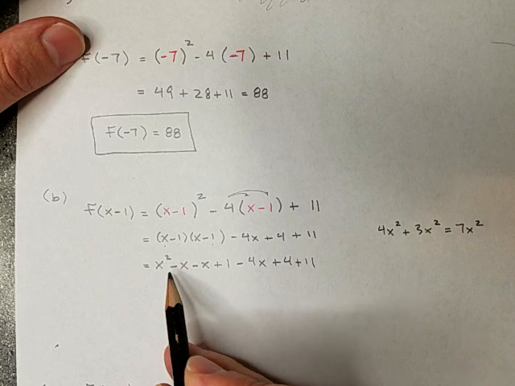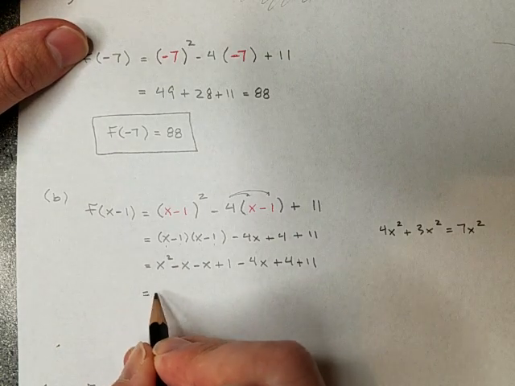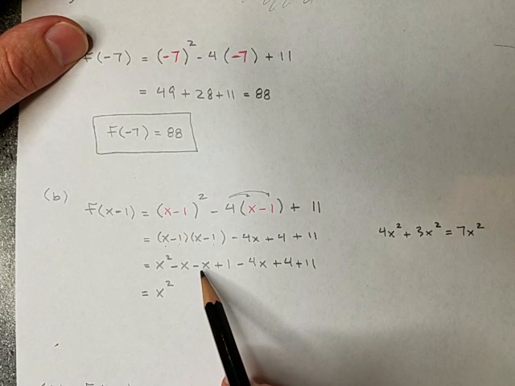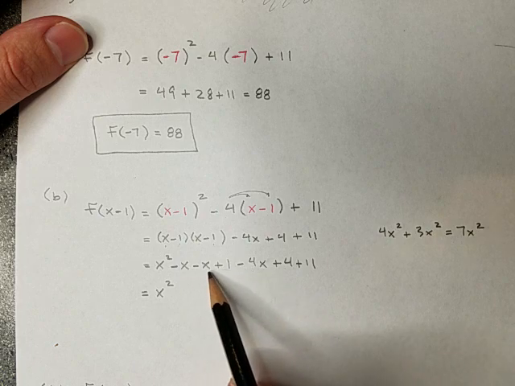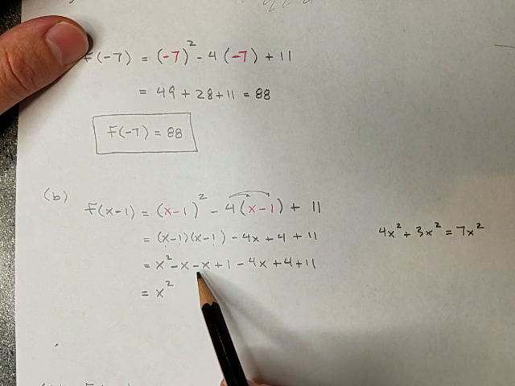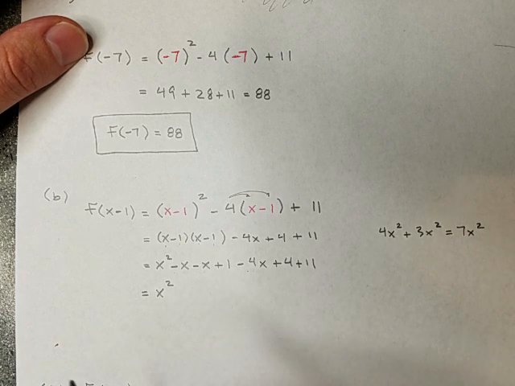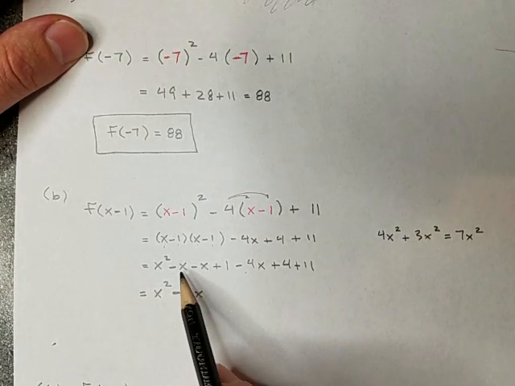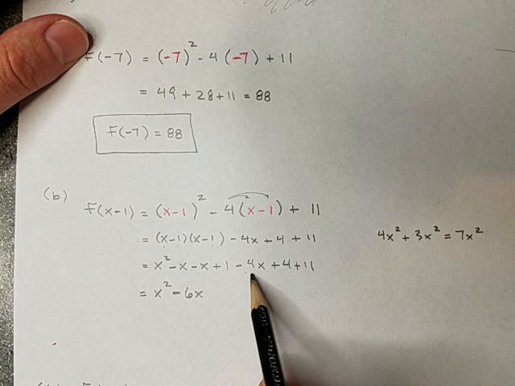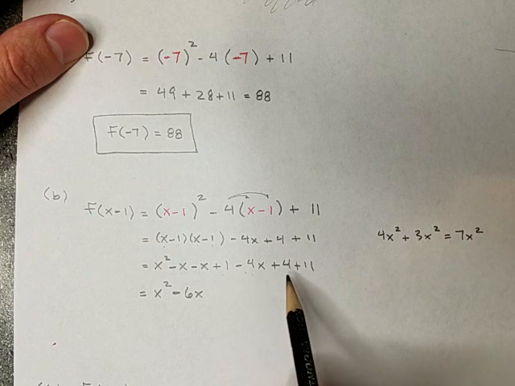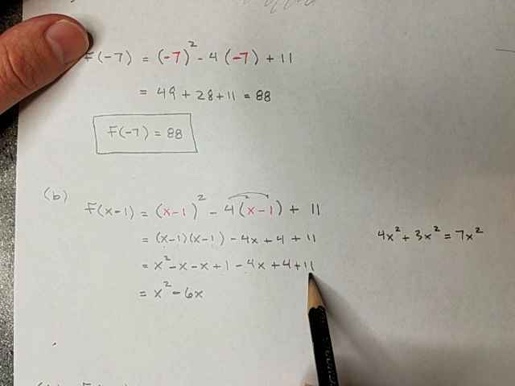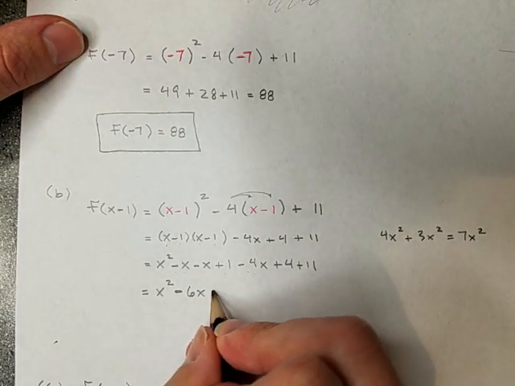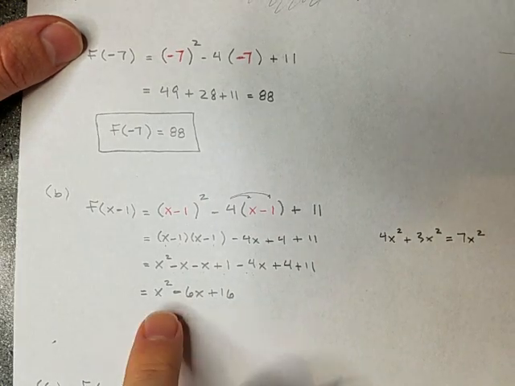There's nothing like this one. There's no other x squared term. So that will just carry on into my answer. What about the x's? I got negative x and negative x and negative 4x. Those are like terms. Negative 1 and negative 1 and negative 4. That will be negative 6x. Okay, and then I've got 1 and 4 and 11, and those are like terms, they're just numbers. You can add those together. So if I get 5 and 11, that's 16. Okay, so that's our final answer down there.